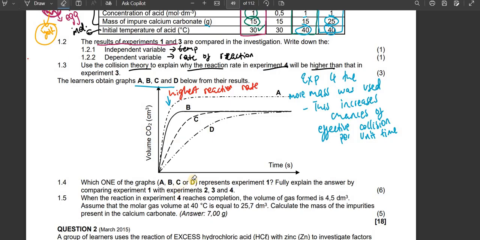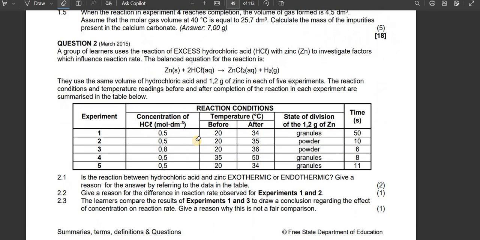But maybe just before we go too deep into the calculations, let's look at the next one. What you have here is zinc and HCl, which is a metal and an acid. What did you form there? You formed a salt and a gas. So this is still a gas forming reaction, right? And you still have different experiments there.